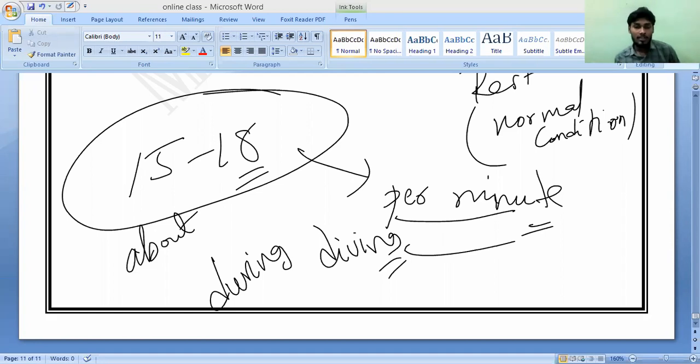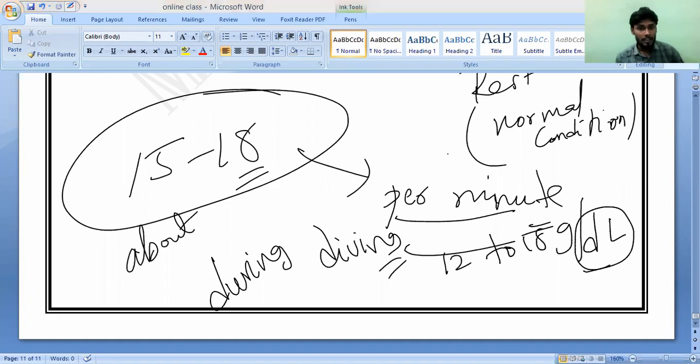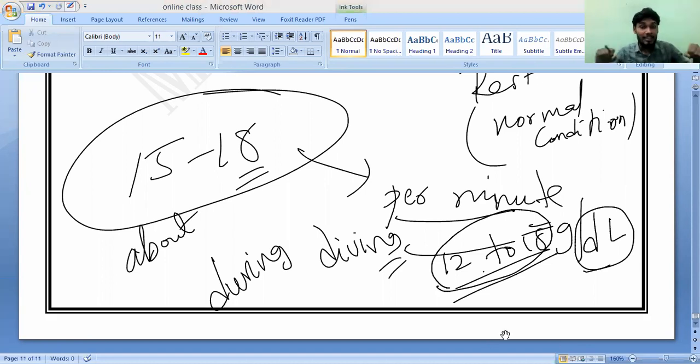What is the normal if you are a healthy human? How many grams? 12 to 18 grams per deciliter of blood. If it is less than that, then we cannot meet the requirement. I have seen this in medical reports. Very good. Recently corona has affected many people, so you may have seen this. The hemoglobin range for an adult human should be 12 to 18 grams per 1 deciliter of blood.